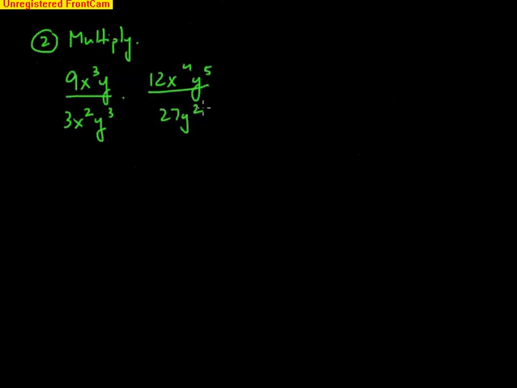Okay, here's our next problem. We're going to multiply these two fractions. We have 9x to the third y over 3x squared y to the third, times 12x to the fourth y to the fifth over 27y squared. The first thing I would look to do is simplify top and bottom. So this 9 and 3 can be divided by 3. Divide 3 by 3, you get 1. Divide 9 by 3, you get 3. So right now I have a 3 on top, and I'm not going to write that 1.